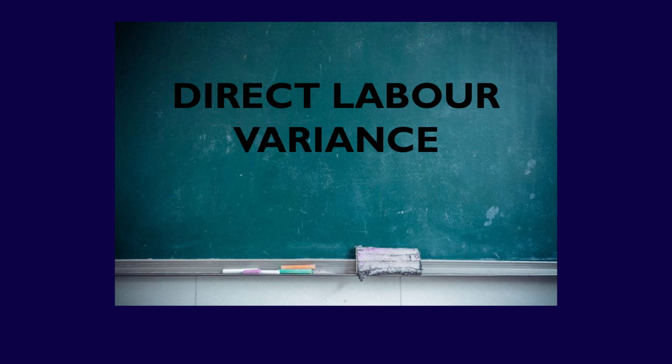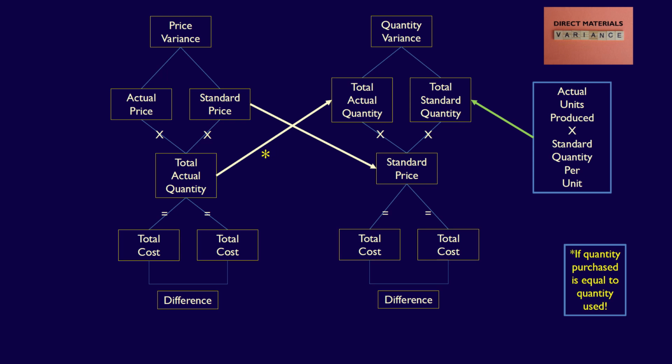In this video, we'll calculate the direct labor variances. We've already used this flowchart to calculate the direct material variances in a previous video. The process for calculating the direct labor variances is exactly the same. Similar to what we did for the direct material variances, we're going to separate the price variance from the quantity variance. Let's look at how direct labor variances are calculated using the same flowchart, starting with the price variance.